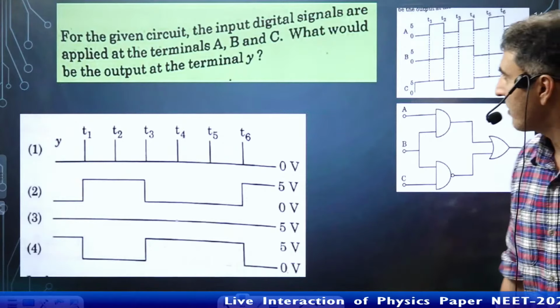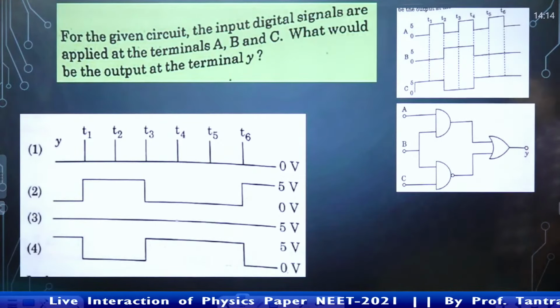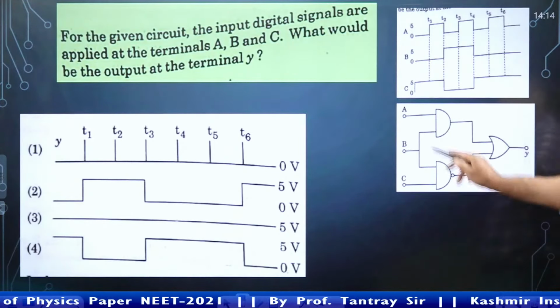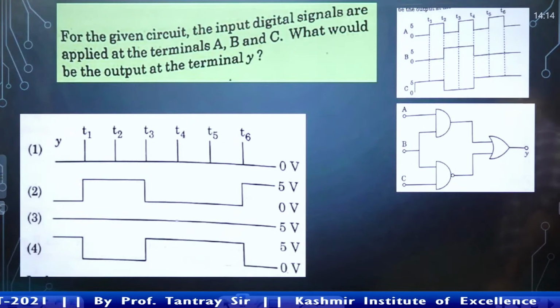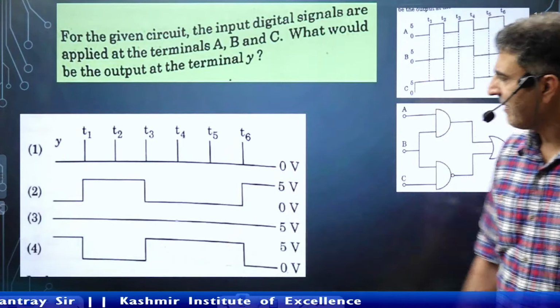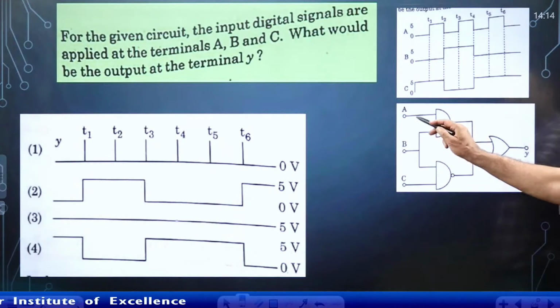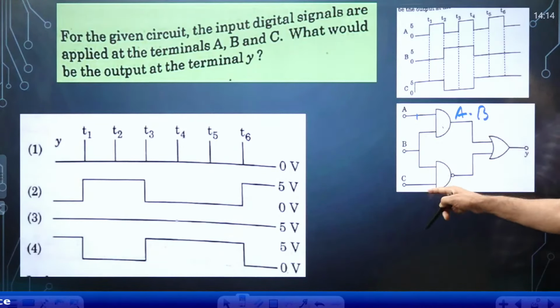Okay, now this question. For the given circuit, the input digital signals are applied at the terminals A, B, C. What would be the output at the terminals? These are the outputs. We have to see the correct answer. And it has to be done within a minute. Now see here. It is an AND gate of A and B, that's A dot B. It is a NAND gate of B and C.